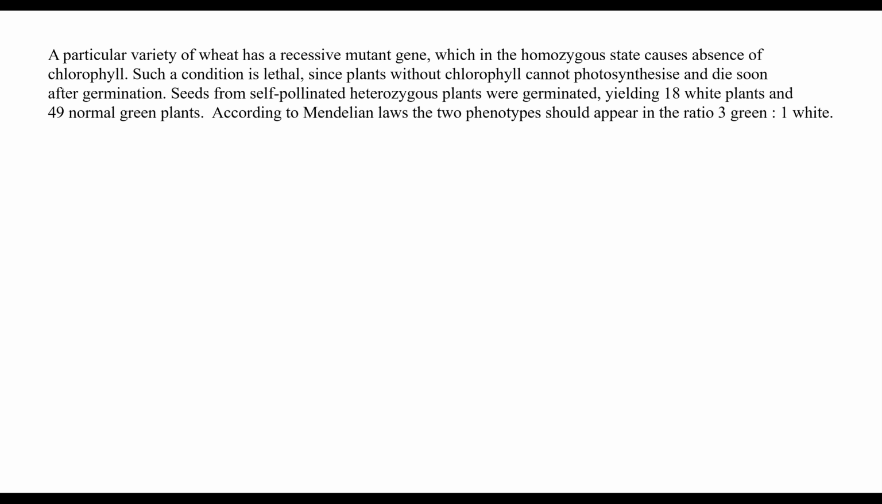So I'm going to look at this question here, which tells you that a particular variety of wheat has a recessive mutant gene. So the first thing I now know is because it's recessive, it means that I need two alleles to show the trait. Now it goes on to tell me in the question that they are homozygous, and that homozygous state is going to cause an absence of chlorophyll. Now I know that chlorophyll, I'm going to write a little note here, is my green pigment. That green pigment allows for photosynthesis to occur.